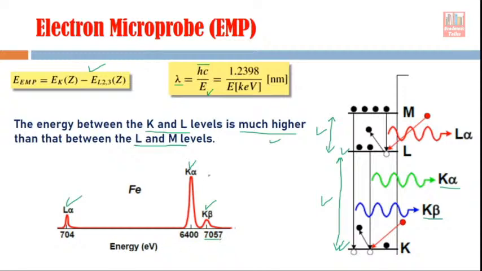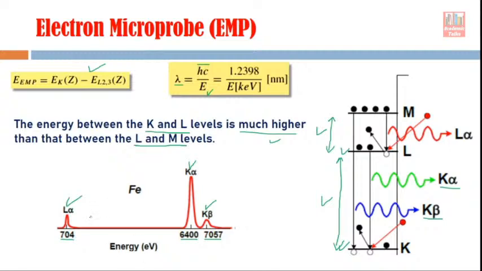7057 electron volt. If we talk about the K alpha peak, the K alpha transition is from L to K, so this energy is smaller than the energy evolved in the M to K transition. That's why here the energy is less, 6400 electron volt. And L alpha is from M to L, and out of the three transitions we have discussed in the case of iron, this is the smallest gap, from M to L. So that's why this peak is at 704 electron volt.